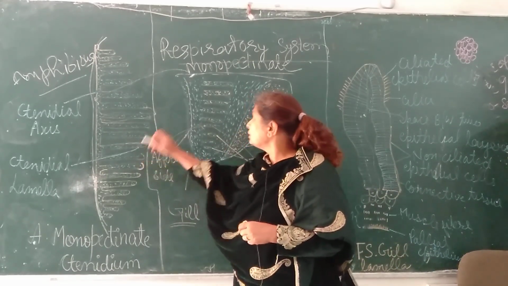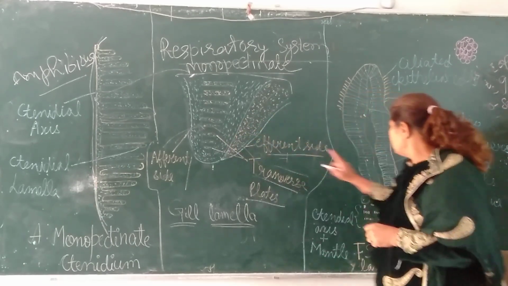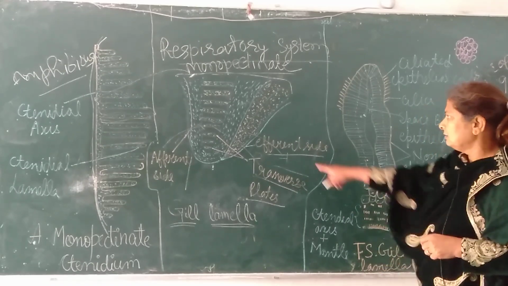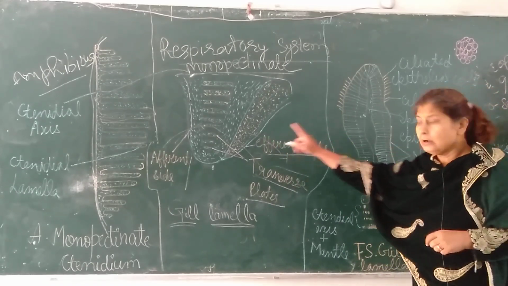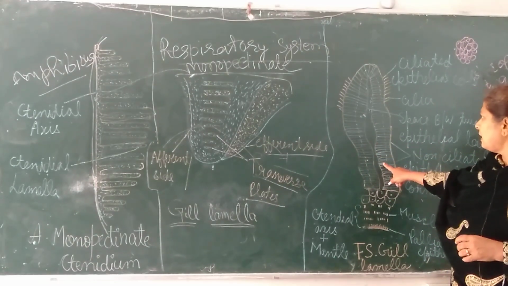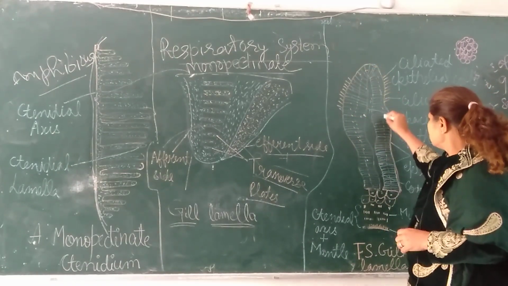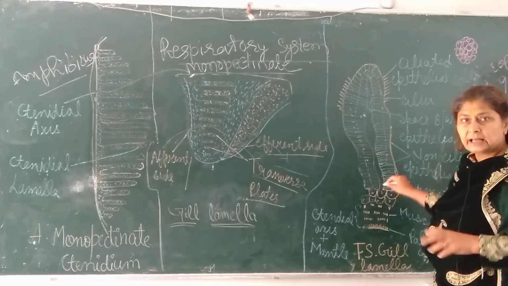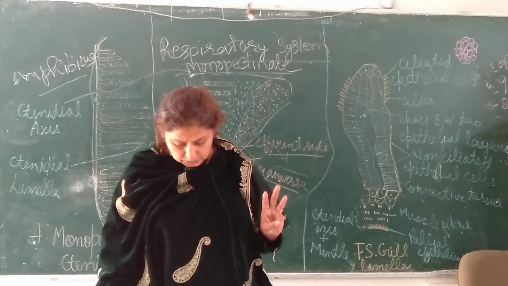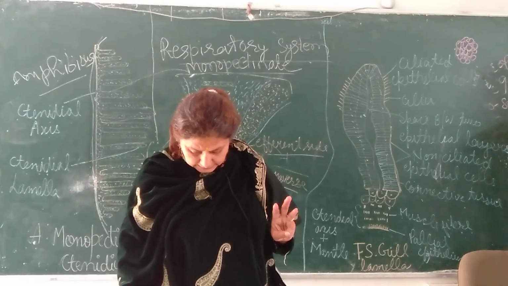Now what is the function? In the pallial complex, each of these structures is a gill lamella. This is the structure of the gill lamella, its histological structure. It consists of a number of cells. There are three types of cells. Write down their names. One is glandular cells.